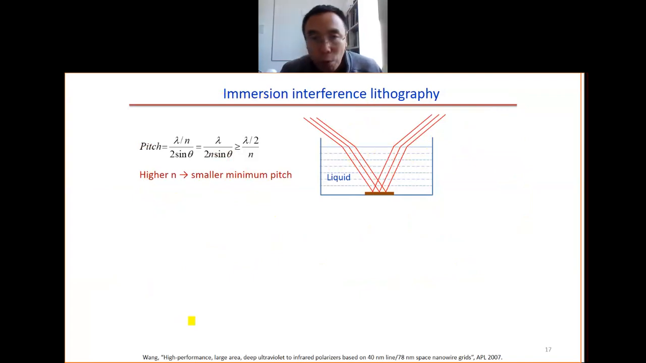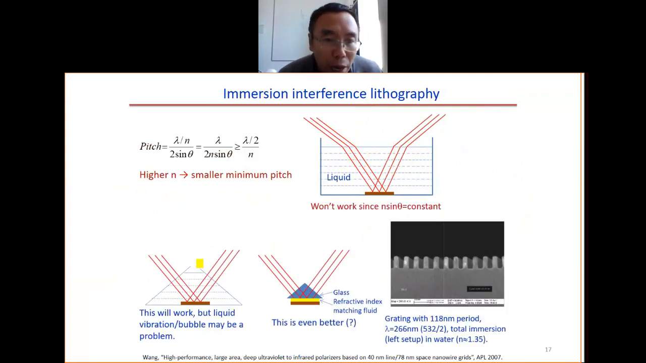We can use this kind of setup. We can have a liquid container like this. The beam here is perpendicular, so here it is also perpendicular to the surface. Then the light will pass through and form the periodic pattern, and they get a smaller period. Or we can use a glass. This one is solid glass, and we use some refractive index matching liquid in between. This should be better because in the beaker there may be some vibration or bubbles, but here everything is solid. We should have better results.